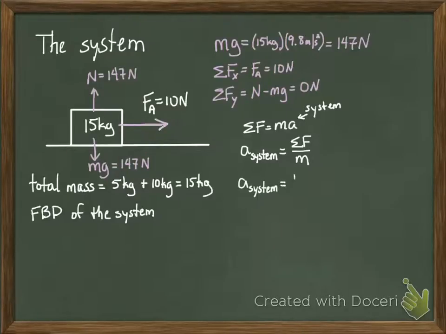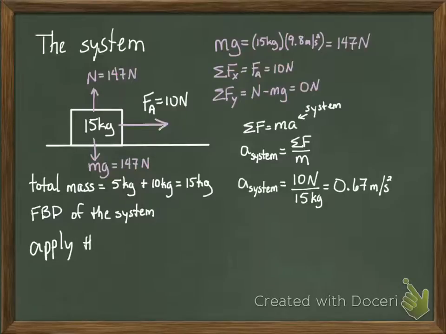now since I don't have any net force in the y direction, the only net force comes from the x, which I know is 10 newtons. I'm going to divide that by the mass of the system, which is 15 kilograms. And 10 divided by 15 is 0.6 repeating. I'm going to go ahead and round that to 0.67 meters per second squared. So, the acceleration of the system is 0.67.